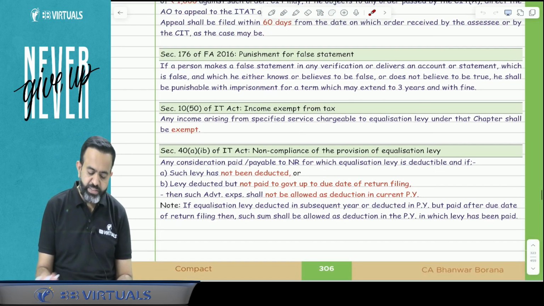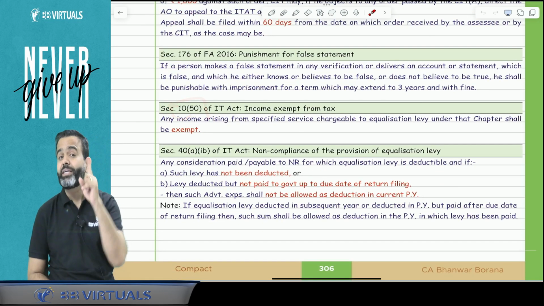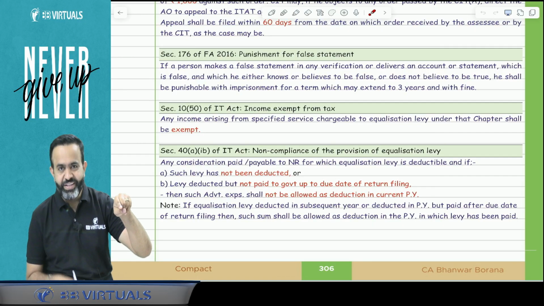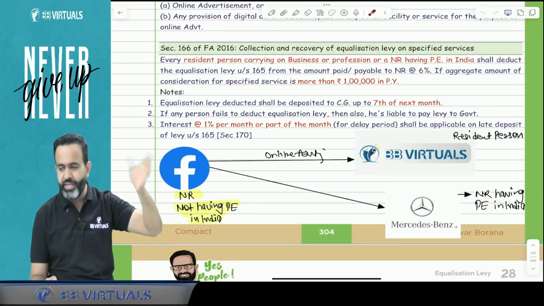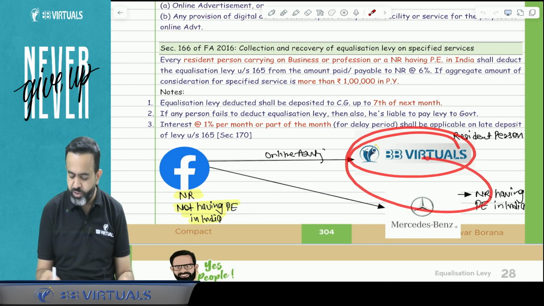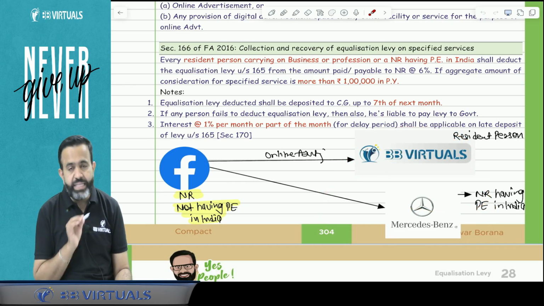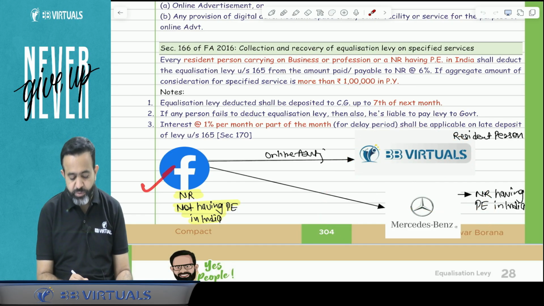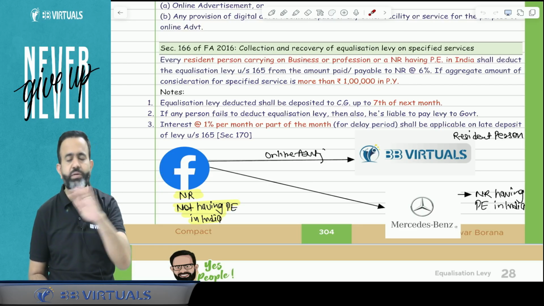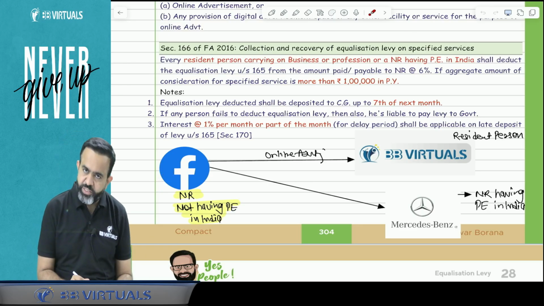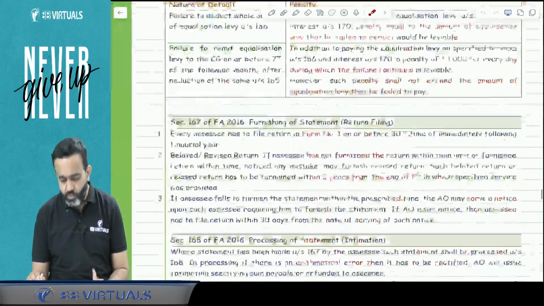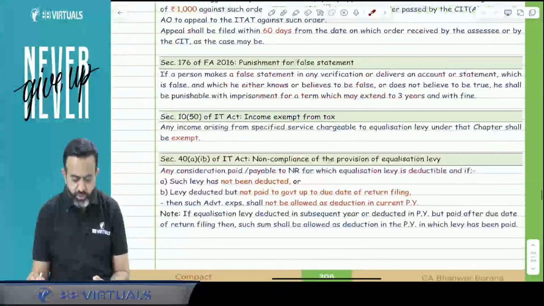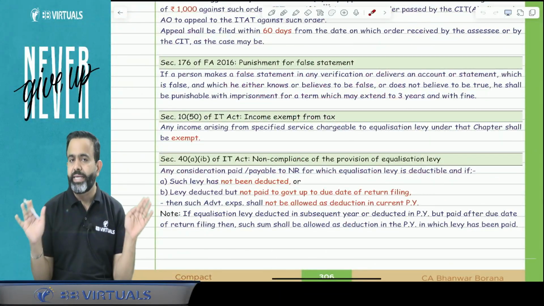After that guys, there is section 10(50) of the Income Tax Act 1961. In the case of Facebook, suppose equalization levy is applicable and the equalization levy is already paid by BB Virtual or Mercedes-Benz India. Then the question is: is Facebook again required to pay tax to the government? The answer is no. In the hands of Facebook, this income is totally exempted under section 10(50). So here Facebook is not required to pay any tax.